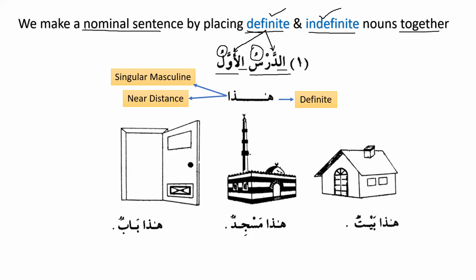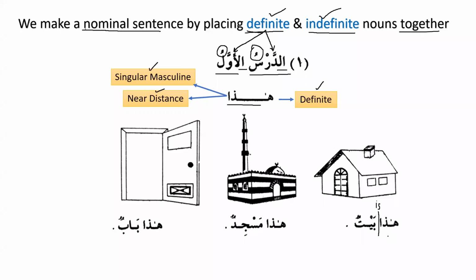Exactly. So that's why we say ad-darsu al-awalu, lesson 1. Now we can see that it starts with, yeah, the heading. Excellent. So we start with hada. As we have learned, hada is a definite noun, singular, masculine, and used for near distance. Now we have sentence number 1, hada baytun. What we have to do is put a line and try to put "is" between them. So it becomes hada is baytun.